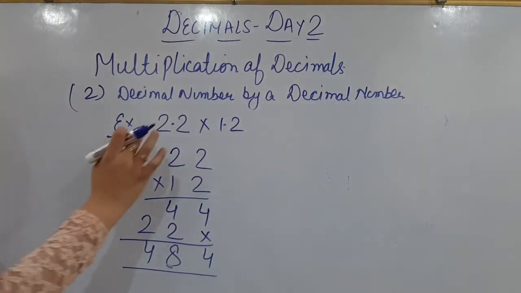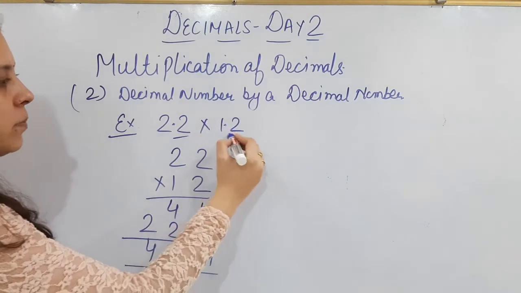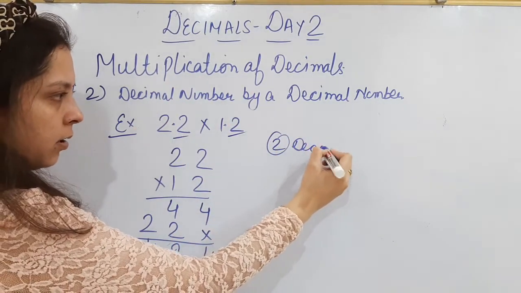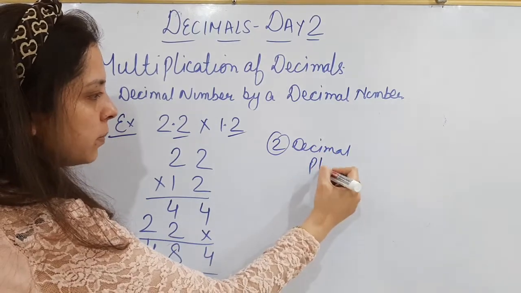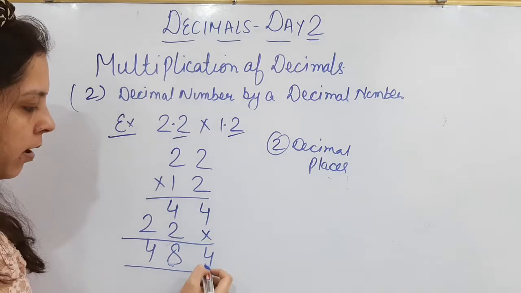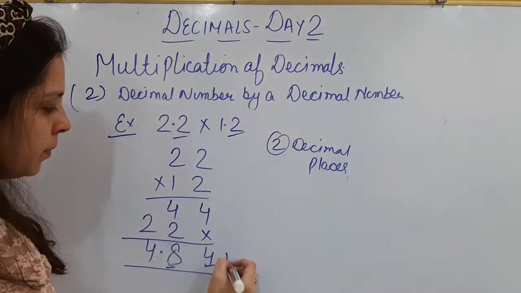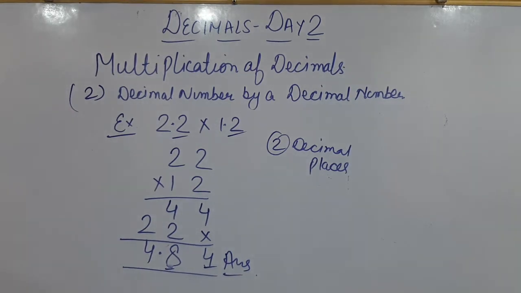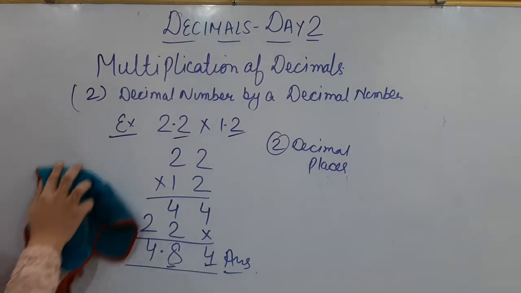Now see, count the decimal places. It has one decimal place, it has one decimal place. So total 2 decimal places are here. So put a decimal point before 2 digits, starting from the last: 1, 2. So put a decimal point here. So 4.84 is the answer. In this way, you can even multiply a decimal by a decimal. Let's consider some questions.